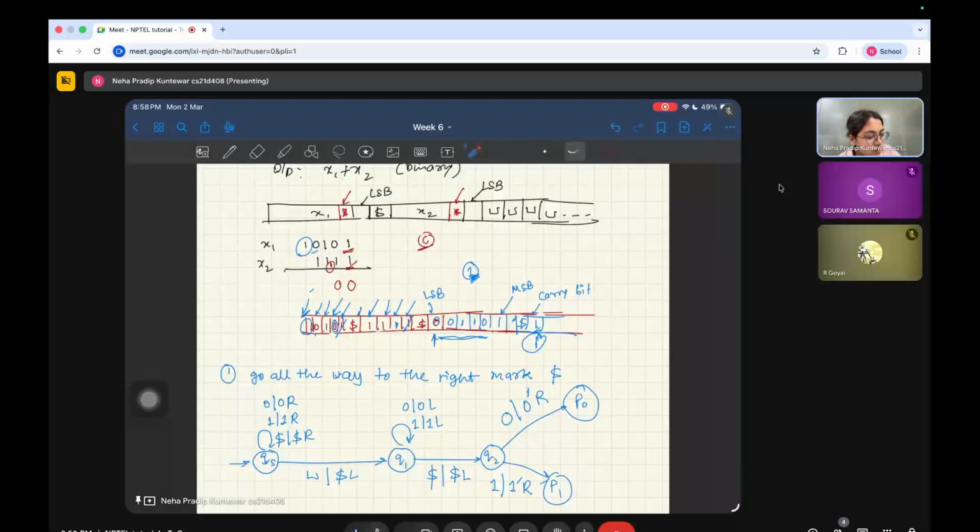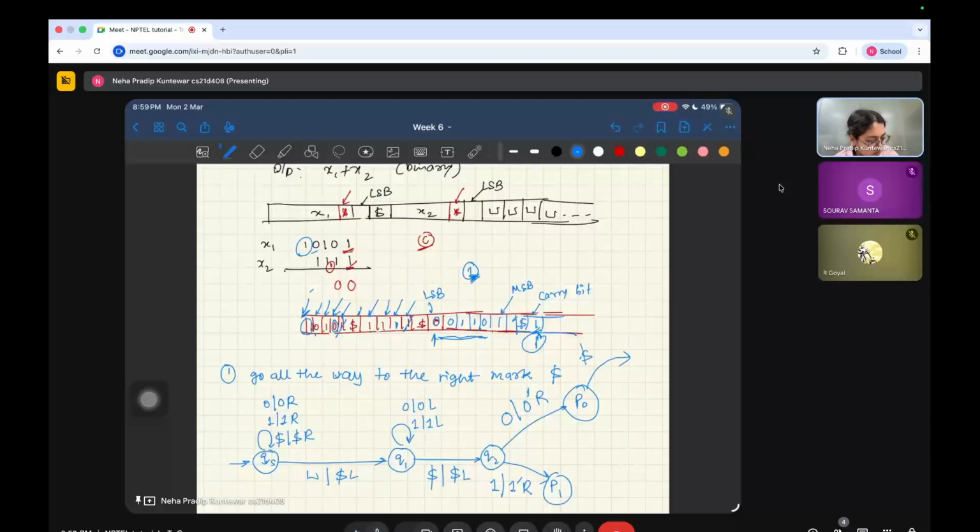Okay, so why did I do this? It doesn't matter whether you make two separate moves or not. You'll just have to do a little more work if you don't make two different states. The reason I made p0 is that p0 is the state that remembers that this bit of x1 was a 0, and p1 is the state that remembers that this bit of x1 that I'm currently looking at was 1. So now if you are at p0, what you do is you go to the right.